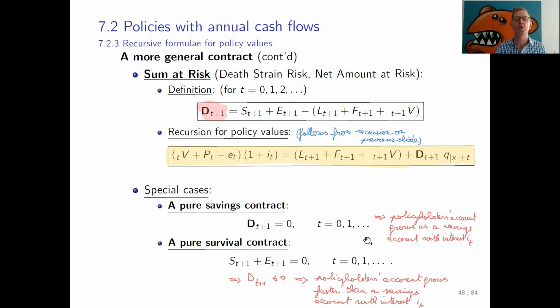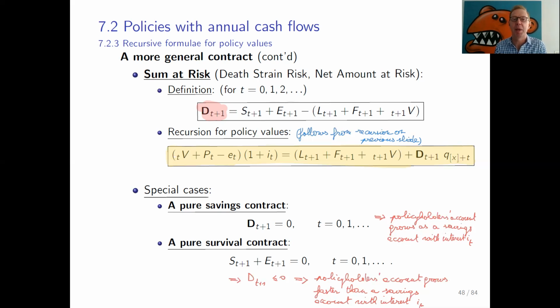Let us now have a look at a pure survival contract. What is a pure survival contract? That is a contract where there are no death benefits. So that means ST plus 1 plus ET plus 1 is 0. If ST plus 1 plus ET plus 1 is 0, that means that DT plus 1 is negative. So the sum at risk is negative. If the sum at risk is negative, the risk premium is negative, and that means that the policyholder's account will grow with an interest which is faster than the interest IT. So it grows faster than a savings account with interest IT.